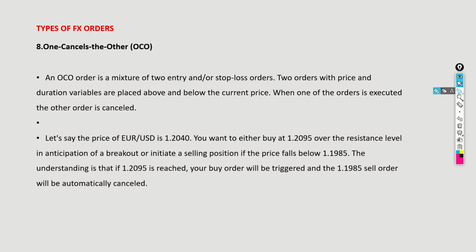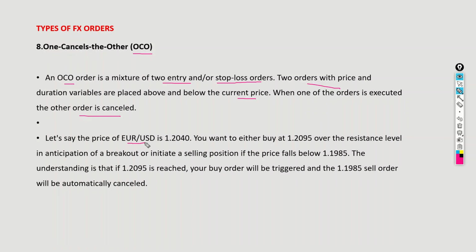So another type of order, we have one which is called one cancels the other. An OCO, or one cancels the other order, is a mixture of two entry and stop loss orders. So two orders with price and duration variables are placed above and below the current market price. When one of the orders is executed, the other order is cancelled.